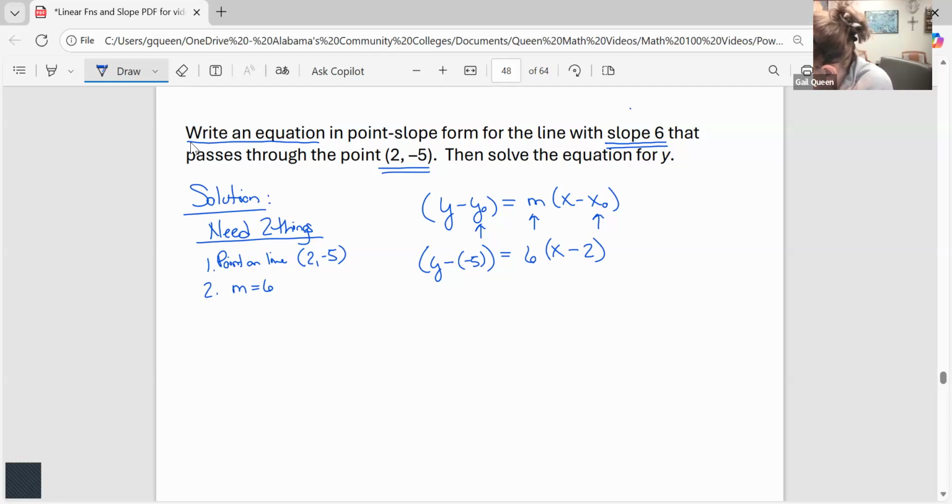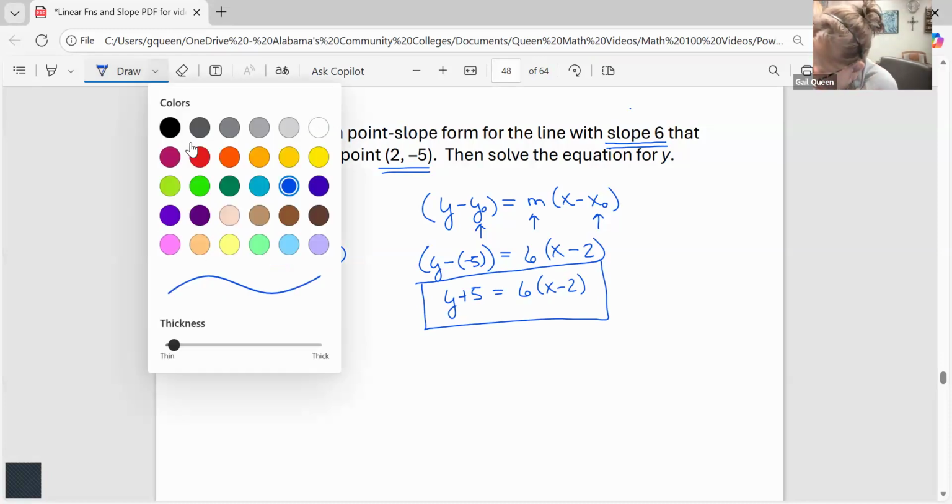Now, with the double negative here, we're going to rewrite that and make it y plus 5 equals 6 times x minus 2. Technically speaking, this is the equation of the line. Now, here's the catch. They're not going to let you stop there. They're going to make you put it in a prettier form. So make sure you read the directions before you type in your answer.